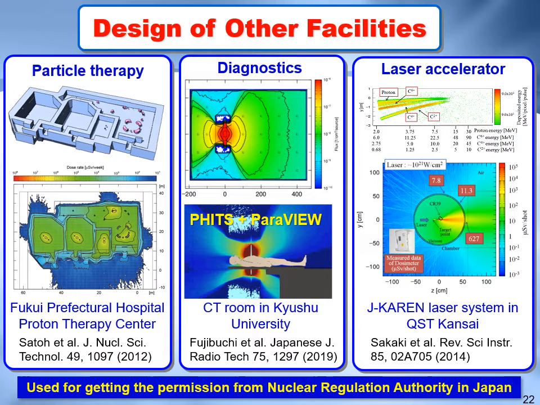Of course, PHITS has been used in the design of many other facilities, such as Fukui Prefectural Hospital Proton Therapy Center, CT room in Kyushu University Hospital, and J-KAREN laser system in QST Kansai, and some of these data were used for getting the permission from the Nuclear Regulation Authority in Japan.